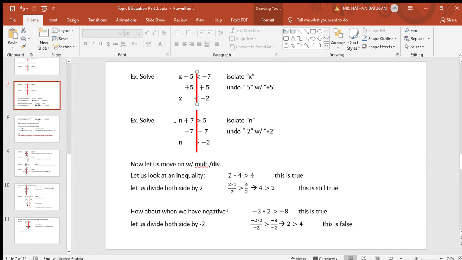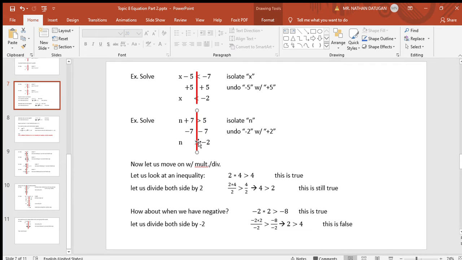So now we're going to solve our last example for addition and subtraction. We have n plus 7 is greater than 5. Our goal is to isolate n, so we get rid of the plus 7, so we subtract 7, not negative 7, on both sides. You're left with n on your left, and 5 minus 7 is negative 2. So your answer is n is greater than negative 2.